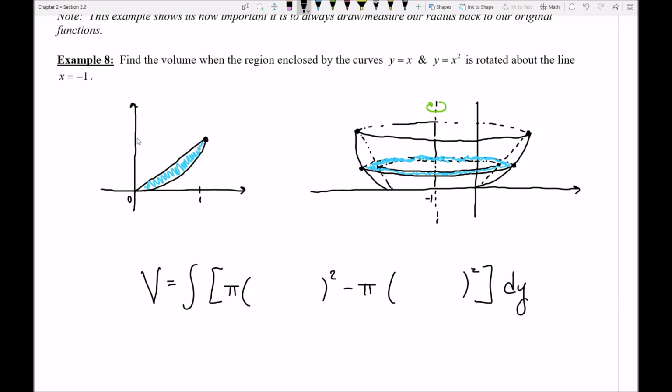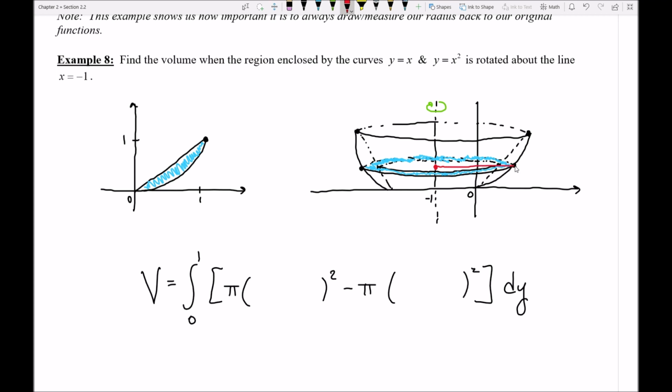Well, very clearly here, my intersection point on these curves is (1, 1). That's pretty obvious to see. And so the low side of my region is 0, and the high side is still 1. So I'm going to go from y coordinate 0 up to y coordinate 1 at the very, very top. However, to measure the radii of these circles here, again, I have to draw back to the original region.